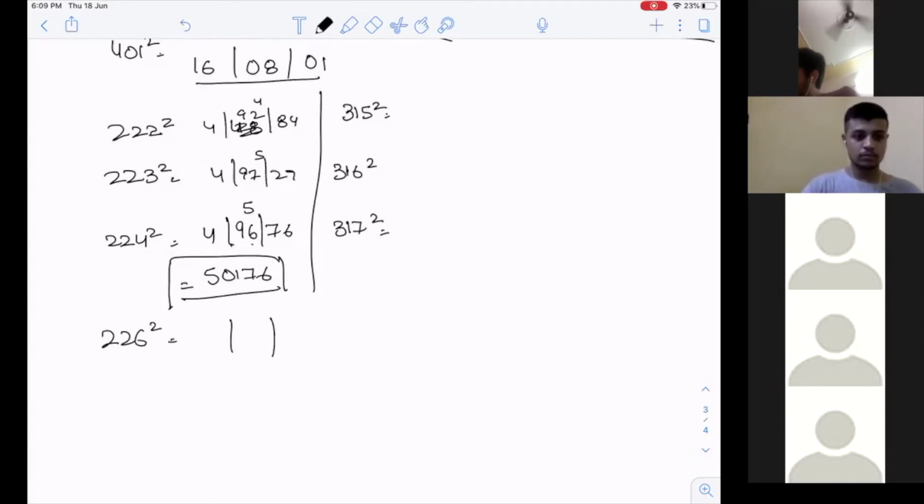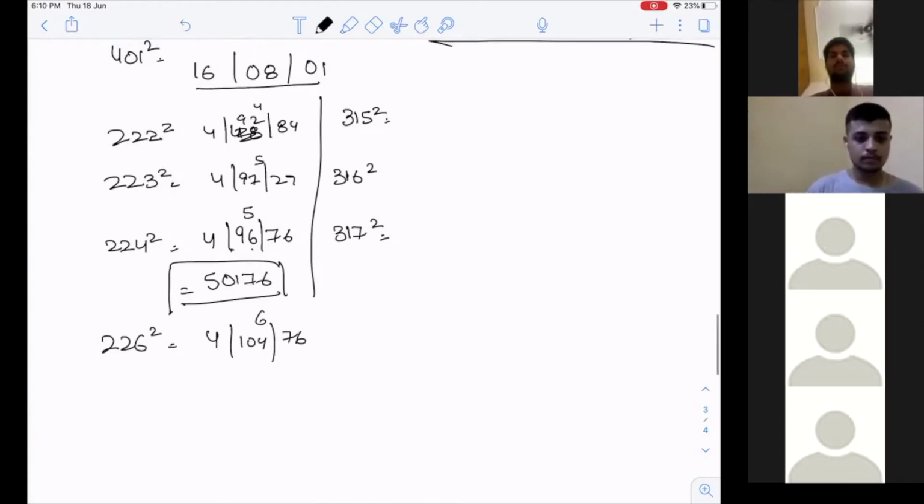51076 is absolutely correct. How do we get it? 2 square is 4. 26 square is 676. And then 26 plus 26 is 52. 52 into 2 makes it 104. If we add it up, 1 gets carried forward here. 51076. This was 104, so 1 gets carried forward here.